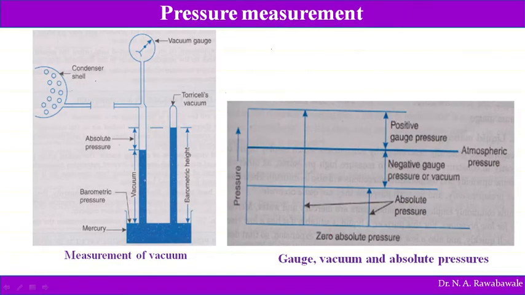Now, before moving to the condenser, let us see what is absolute pressure, what is atmospheric pressure, what is gauge pressure, and what is vacuum pressure. Already you are aware of pressure measurements. Now let us see the device known as a barometer, which is used to measure atmospheric pressure.